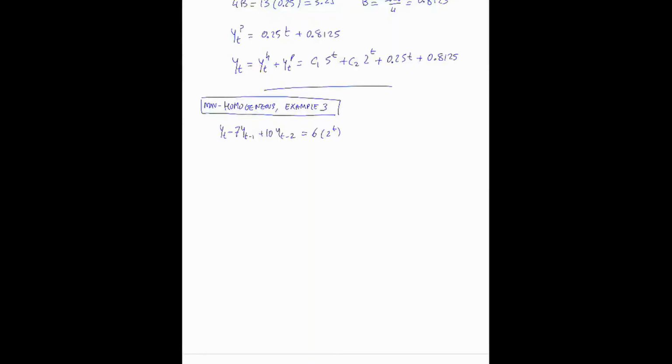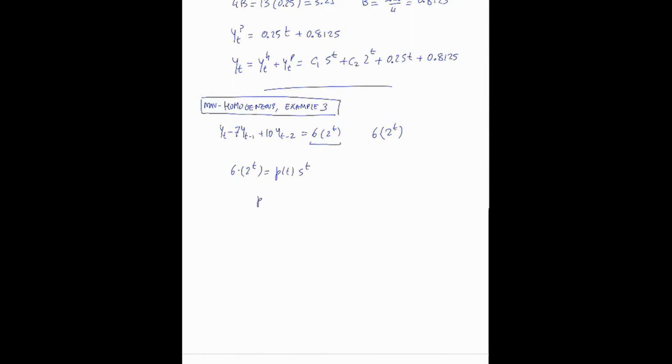Let's go for our last example where the left hand side of the equation is the same and the right hand side has changed. This means the number 6 times 2 to the t. Only 2 is raised to the t. That's why I have put parentheses. So we have 6 times 2 to the t has to be written as a polynomial times number to the t.